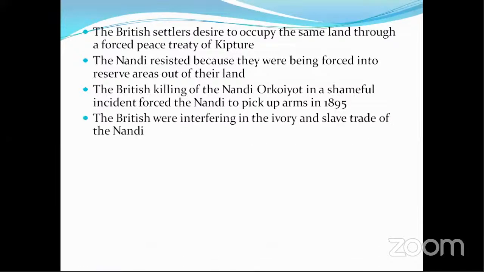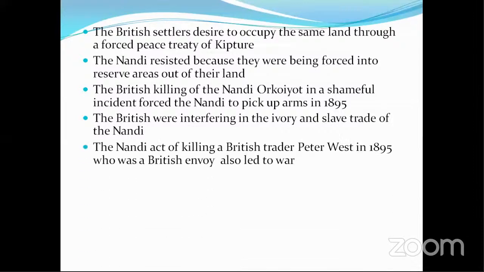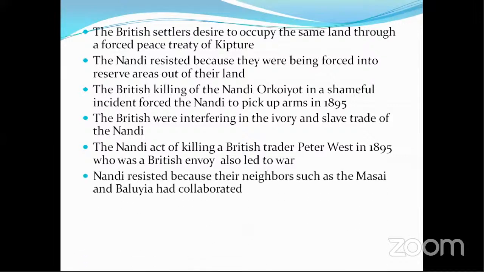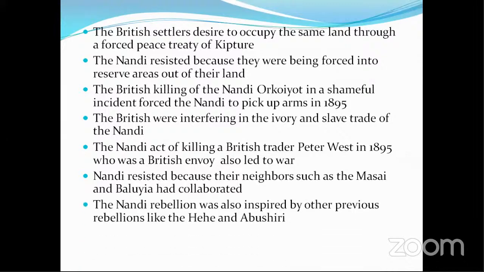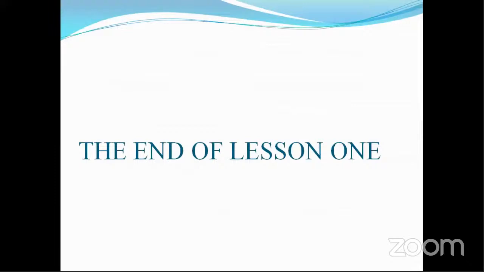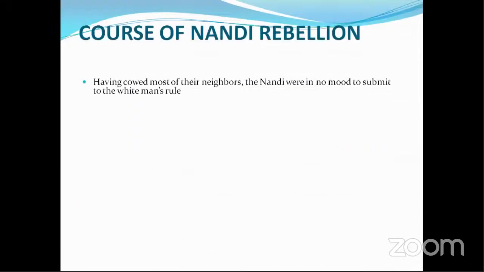Then the interfering in the ivory trade, someone has given that point. The killing of the British trader Peter West, of course by the NANDI. In the same year, you can see Kimunyole was killed in 1895, and in the same year, Peter West was also killed. Of course, the two groups had to come up and fight simply because the two lost their people. Then there is also the Messiah had collaborated, and of course the NANDI could not also collaborate. They were inspired by other rebellions, by the way, the Hehe, the Shiri, and that's why they also had to fight. Now from there, we had to go to the course.